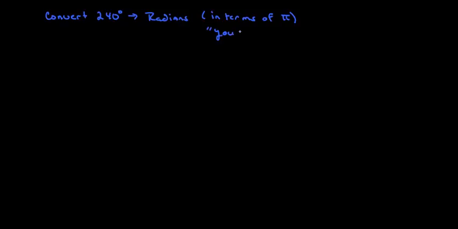For exercise number 3, we need to convert 240 degrees into a radian measure. We want to leave our answer in terms of pi. Basically, that means you need a pi in your solution. So at the end of this whole thing, if you don't have a pi in there, you did something wrong.